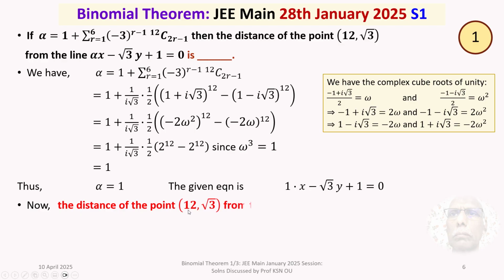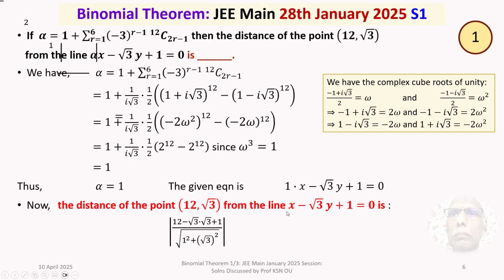Now the distance of the point (12, root 3) from the line x minus root 3 y plus 1 equal to 0. You know the distance formula. Distance of a point from a given line is the modulus of (a x1 plus b y1 plus c) by the square root of a square plus b square. This is the distance of the point (x1, y1) from the line ax plus by plus c equal to 0. So wherever there is x you substitute 12, and wherever there is y you substitute root 3, and you work this out.